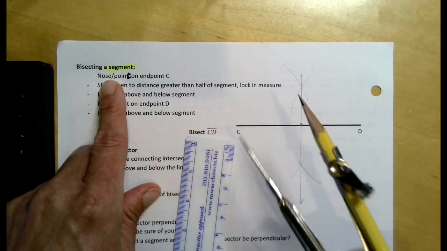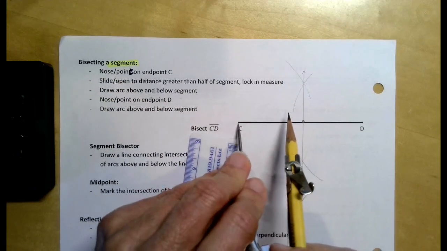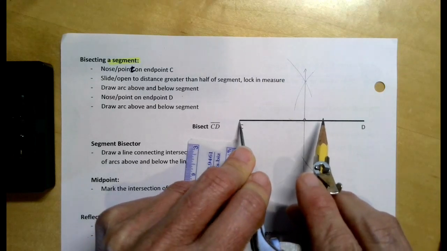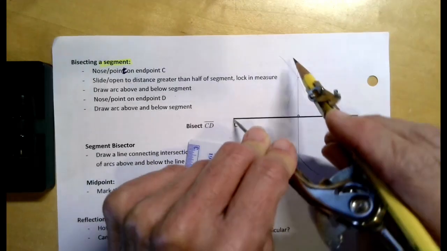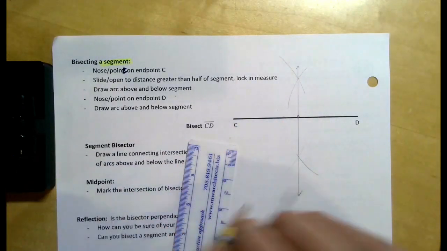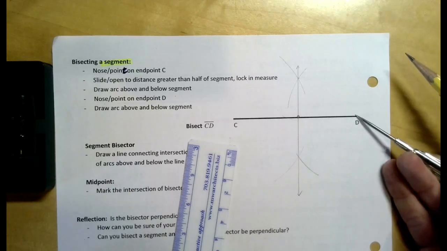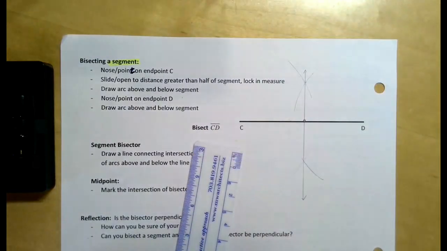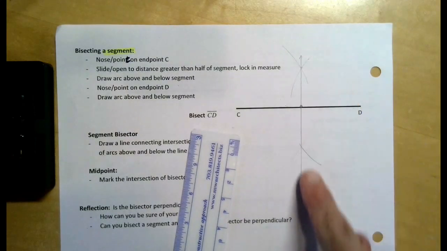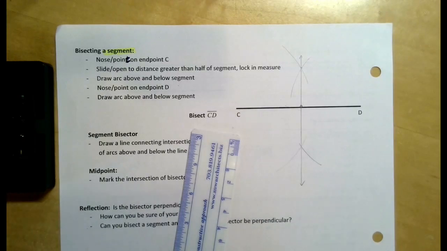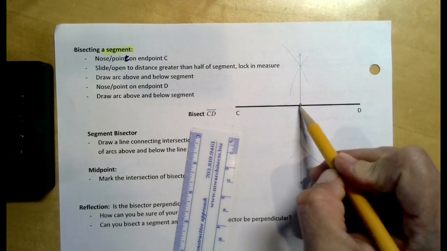Okay, let's go over what I did. I put my nose or my point on endpoint C, and I opened up the distance of my compass greater than halfway, and then I locked in that measure, and I drew that arc above and below the line. I put my point on the other end of the line segment, and I drew my arc above and below the line, and I can connect them. That guarantees that this segment is bisected. These two segments are going to have the same length. That means that this is also the midpoint.